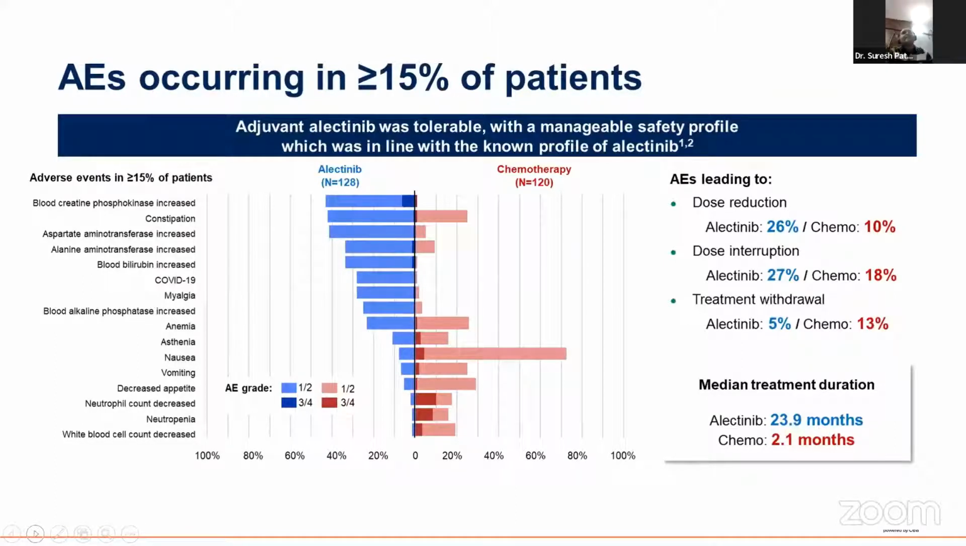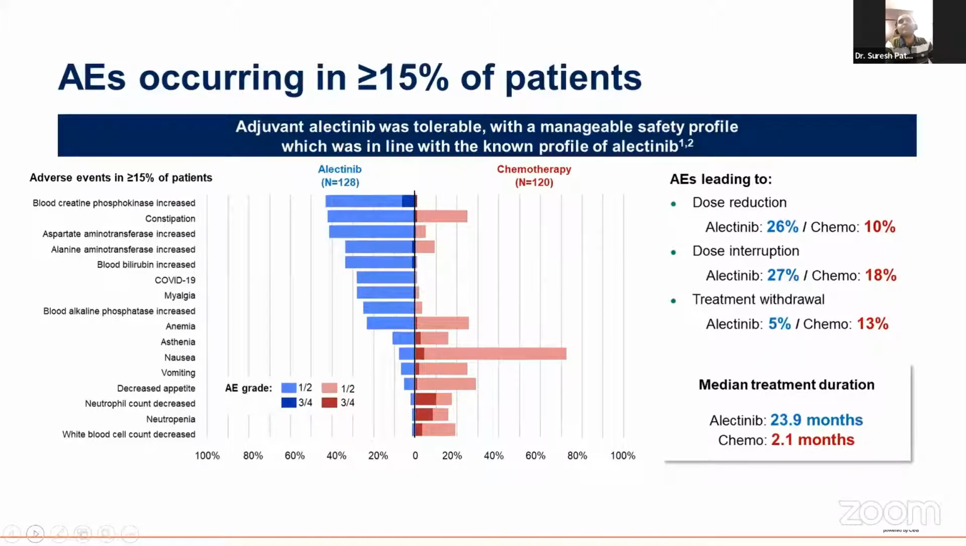So now we discuss regarding the adverse events. You can clearly see that the most common adverse event reported was elevated CPK levels in the alectinib arm, which was also the only grade 3 to 4 event reported. When we look at the other toxicities, you can clearly see that other toxicities seen in the alectinib arm were in the form of transaminitis, constipation, elevated bilirubin levels, with lesser incidence of toxicities like nausea, vomiting, and anemia.